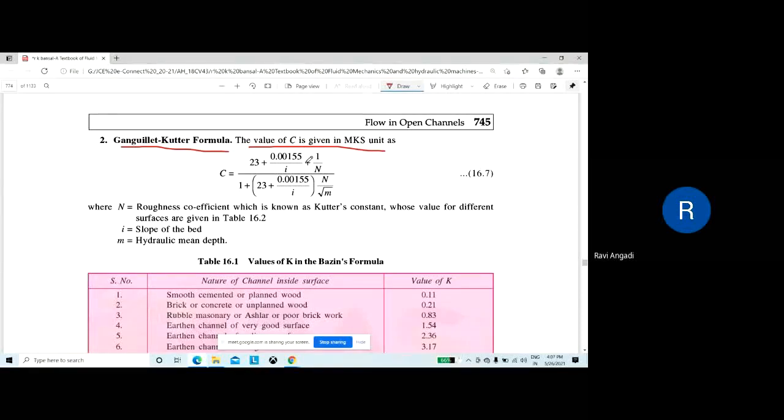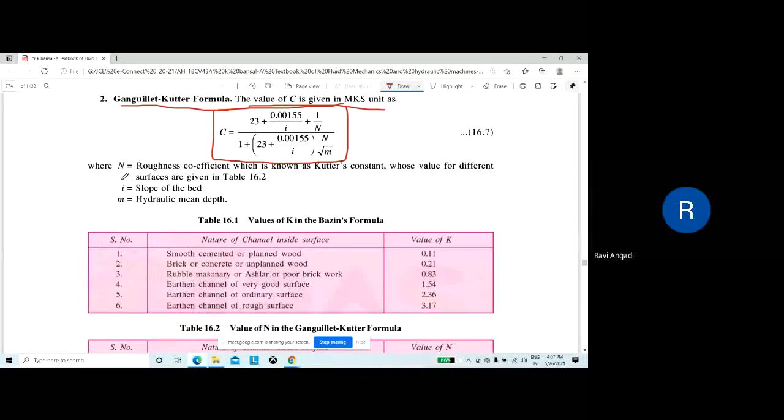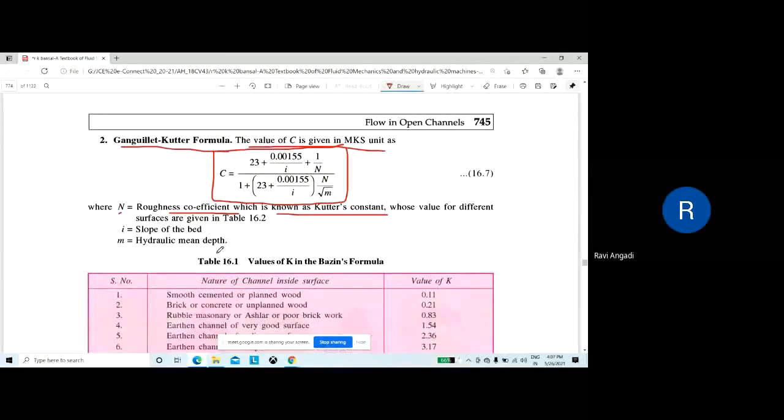0.00155 divided by I plus 1 by N, again divided by 1 plus, in brackets, 23 plus 0.00155 divided by I, bracket complete, into N divided by square root of M. So this is the formula given by Ganguillet-Kutter, and this formula is called the Kutter formula, where N represents the roughness coefficient, which is known as Kutter's constant. Since Kutter invented this formula, the value of N is a roughness coefficient.